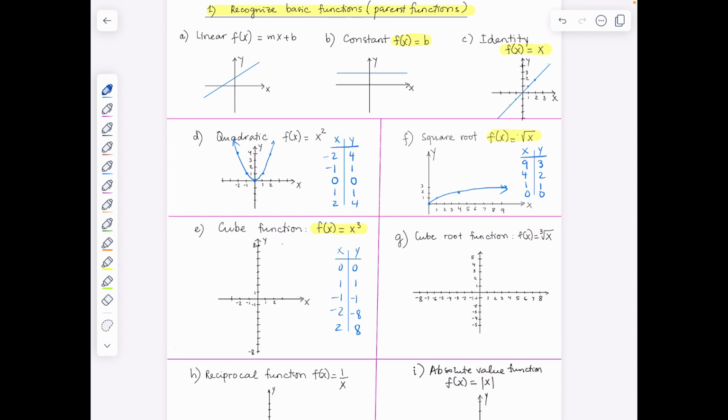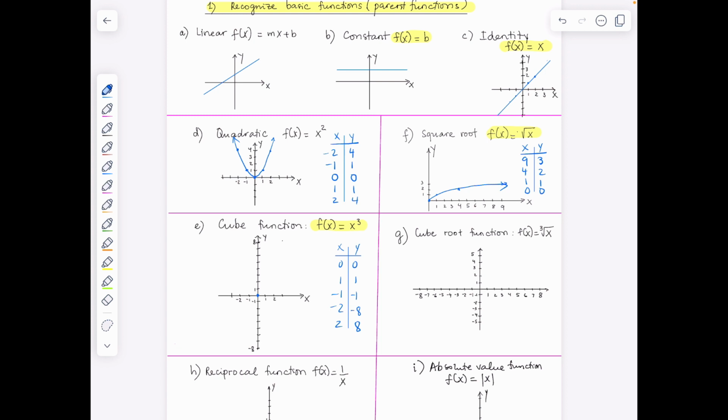So let's graph. 0, 0 is here, 1, 1, negative 1, negative 1. Notice that x can be negative here because when you substitute it in, negative 1 cubed should give you negative 1. And next we have 2, 8, and -2, -8. Connect these dots. We should have the graph of the cube function.